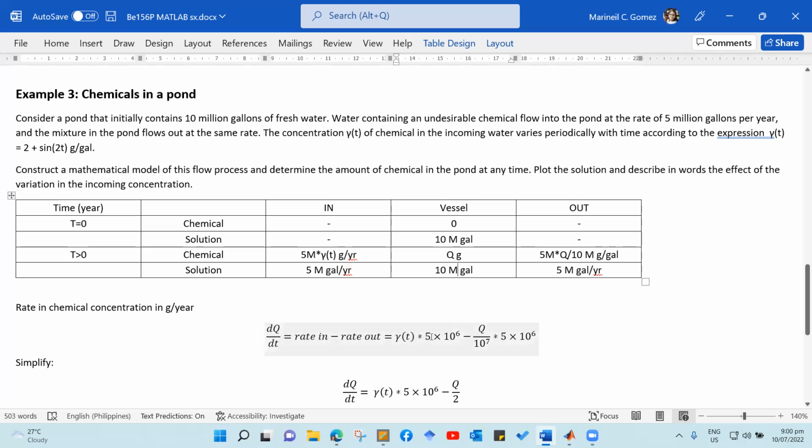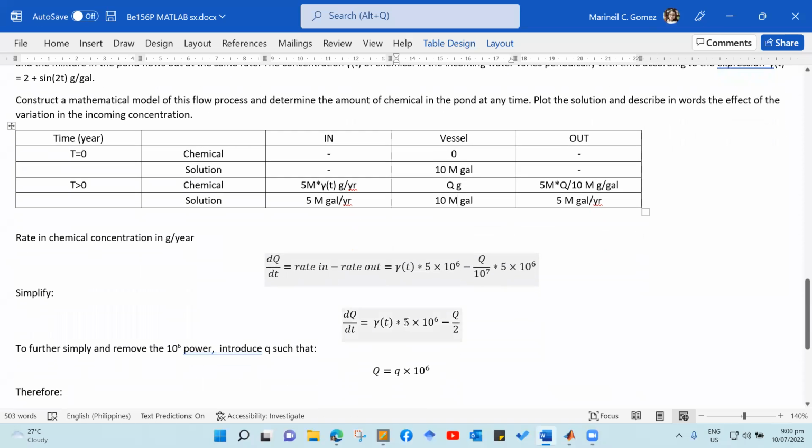So 5 million gallons is 5 times 10 to the 6. So gamma t times 5 million gallons per year, minus going out, 5 million times Q over 10 million. 10 million is 10 raised to the 7th power. Now, simplifying this one, we have gamma t times 5 times 10 to the 6, minus 5 million divided by 10 million, which is 1 half, so Q over 2.